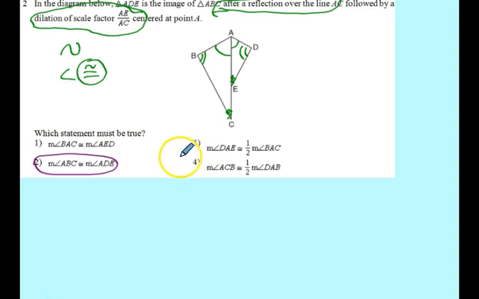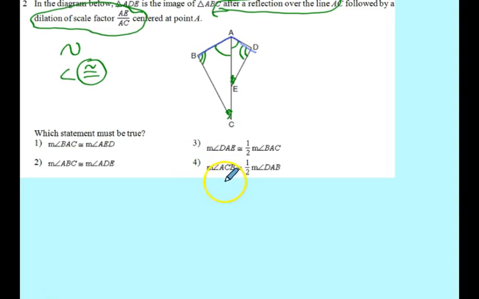You never know. Angle DAE is a half of angle BAC. That is not true, because both of these angles are congruent and they are each a half of angle BAD. And that's how we know 3 is not our choice.